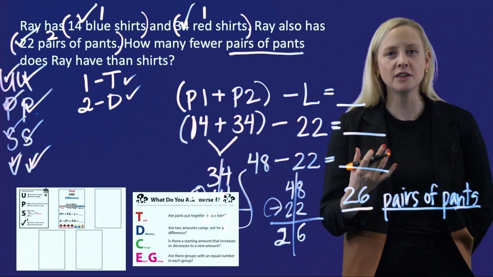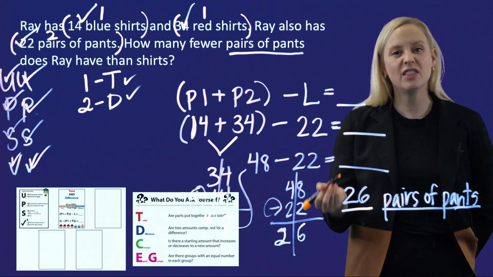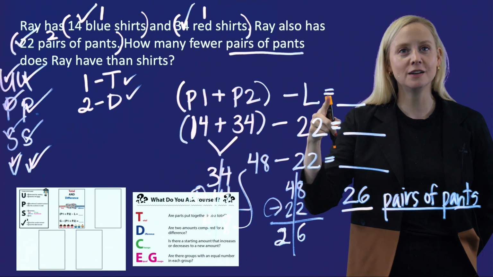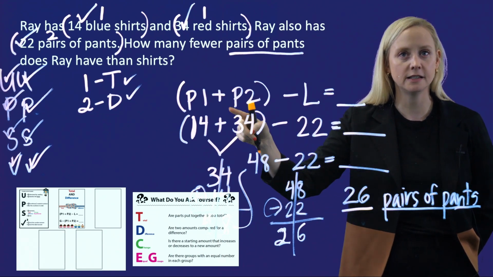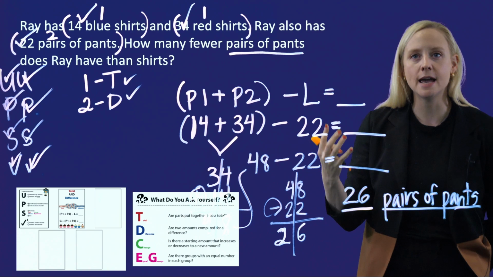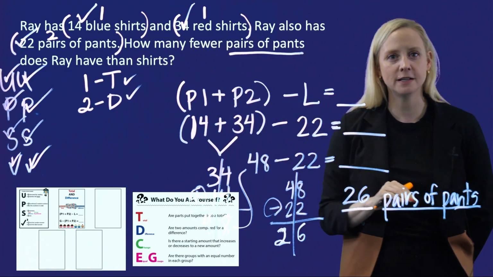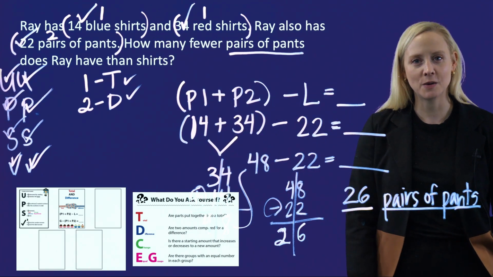So here, an important thing to think about is that we want to use this multi-step total and difference equation when our combined amount is our amount that's greater. And that may require students doing a little bit of mental math as we're setting up our equation.